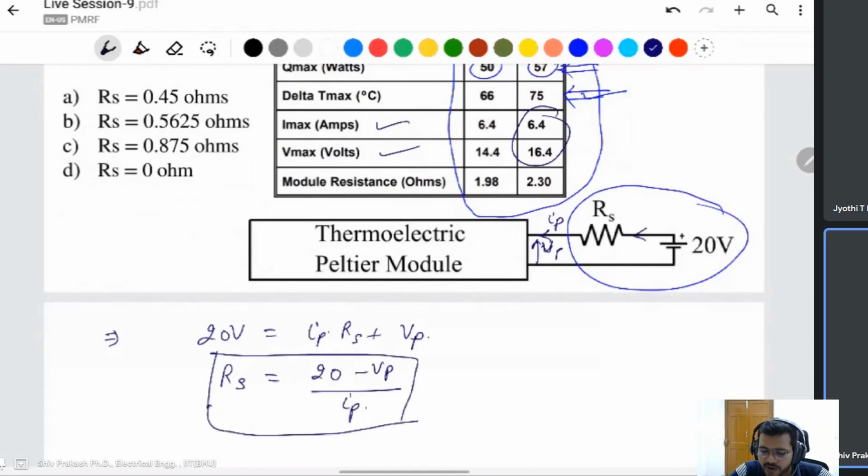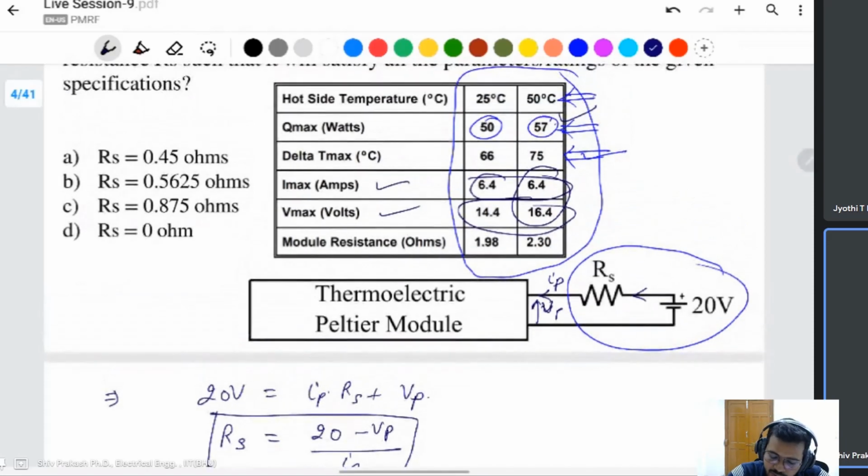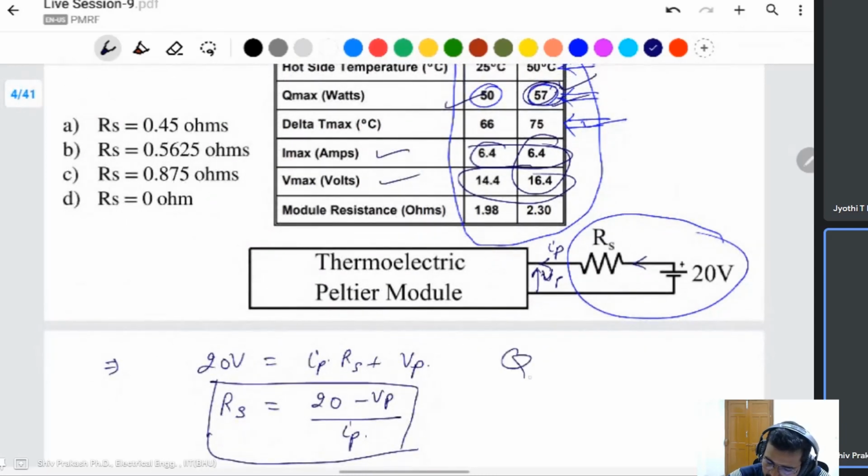Here the VP and IP values are two values. This IP is the same, but the voltage has two values, 14.4 and 16.4. 14.4 is for 50 watts and 16.4 is for 57 watts. Suppose you select the 57. Q max is equal to 57.